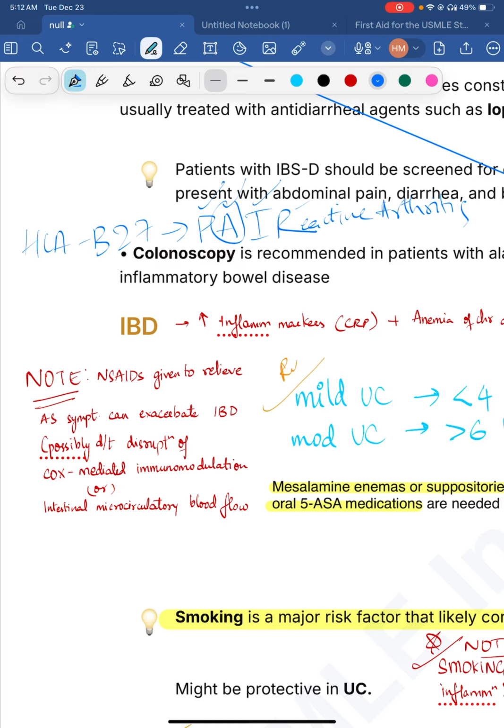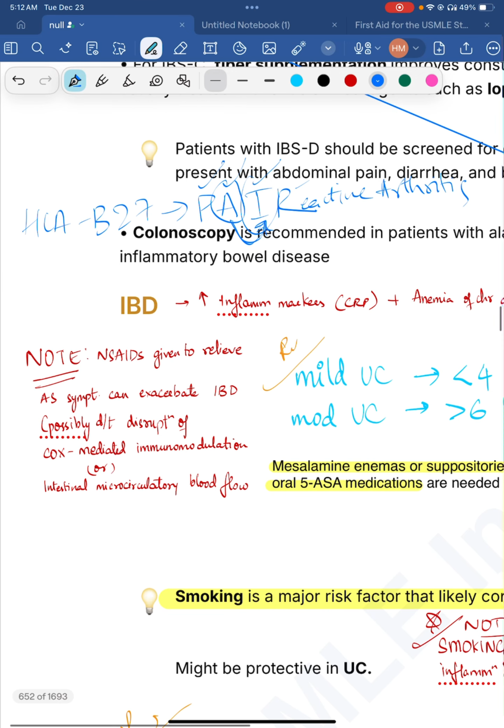So in some cases, these diseases might coexist. For example, ankylosing spondylitis and IBD. So to relieve the pain in ankylosing spondylitis, if a doctor is giving NSAIDs, this can exacerbate IBD symptoms because there is a disruption in COX-mediated immunomodulation or intestinal microcirculatory blood flow. This will lead to exacerbation of IBD symptoms. So you need to be careful when giving NSAIDs to patients who have both IBD and ankylosing spondylitis.